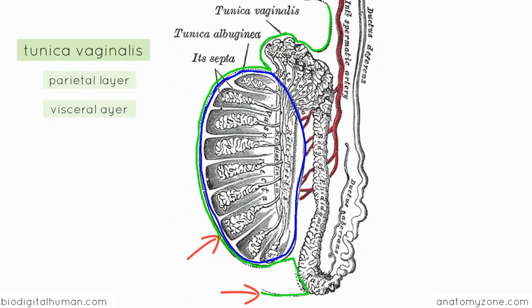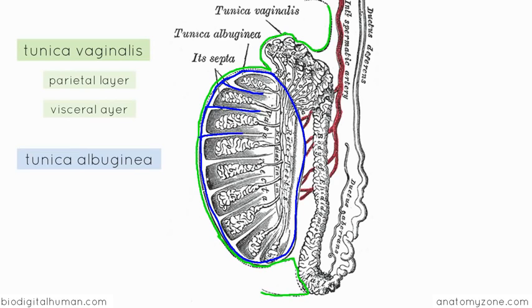And then in blue you can see that I've drawn on another layer. This is the inner sac which encapsulates the testis, and this is called the tunica albuginea. As you can see here, the tunica albuginea forms these projections which project into the testis and divide it up into lobules. These projections from the tunica albuginea are known as septa, and the space between each of these septa are called lobules.